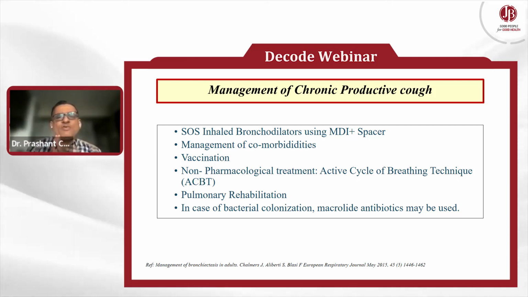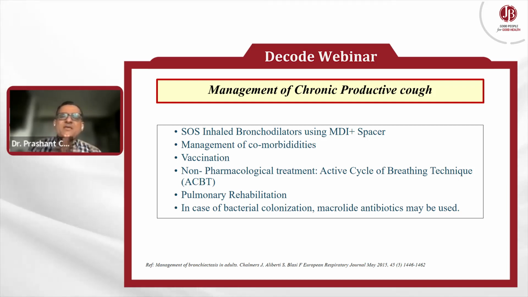Now there you have the non-pharmacological treatment. It's an active cycle of breathing technique. Now, this active cycle of breathing technique means taking a deep breath, then taking a deep breath and making a forceful cough out, which helps to remove the secretions. But along with this, in patients with bronchiectasis, what really helps is the postural drainage. So it has to be done in combination with that.